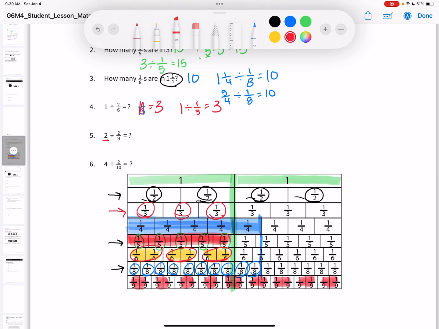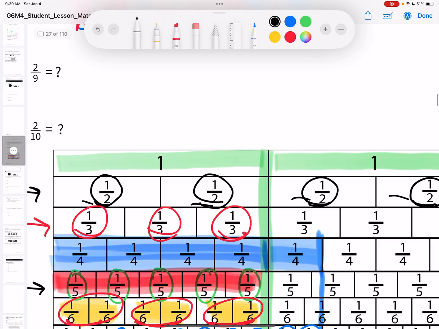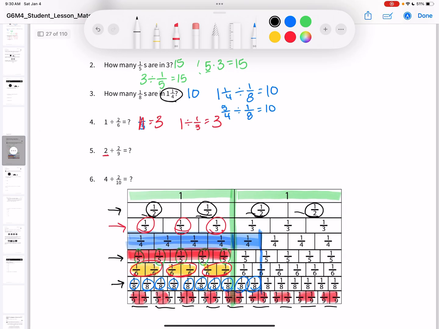So how many 2/9 do we have? Well, we have 1, 2, 3, 4, 5, 6, 7, 8, 9. So 2 divided by 2/9 is 9. Whoa, that zoomed in for me.